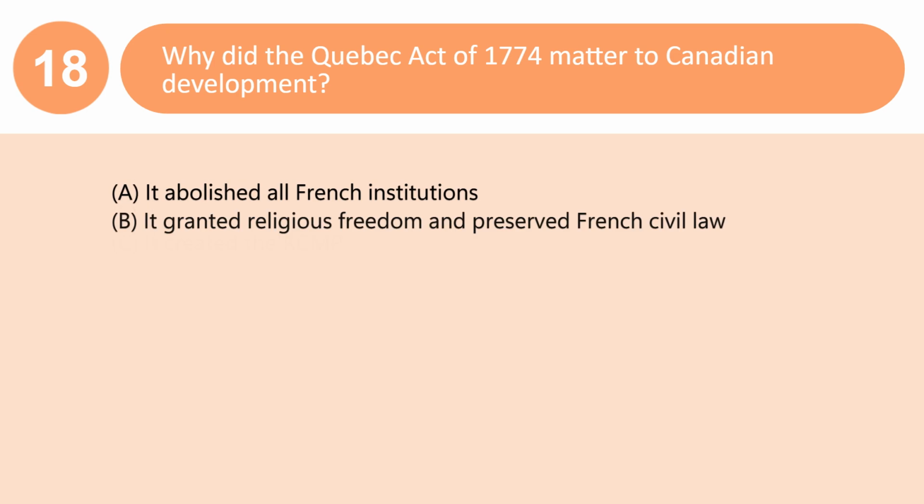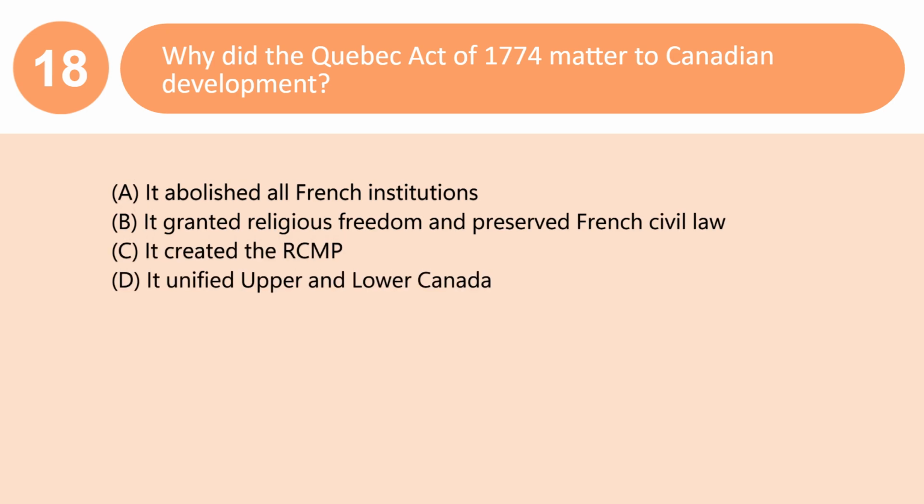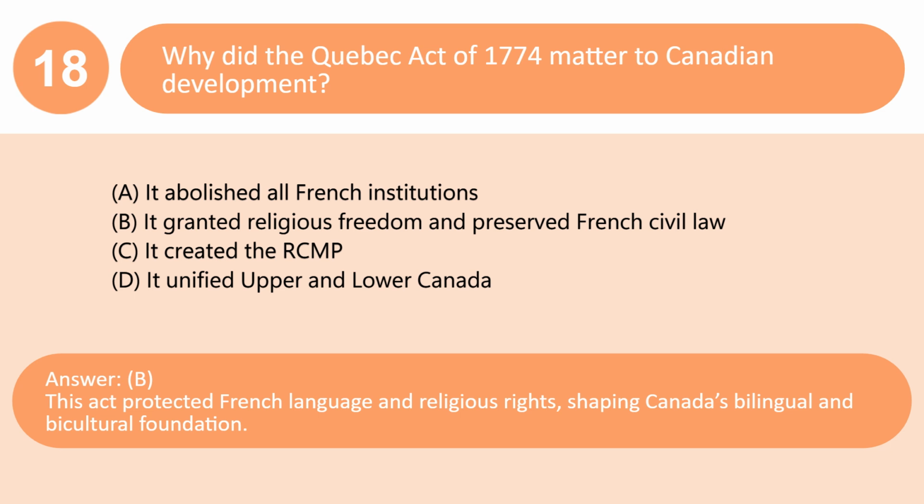Why did the Quebec Act of 1774 matter to Canadian development? A. It abolished all French institutions. B. It granted religious freedom and preserved French civil law. C. It created the RCMP. D. It unified Upper and Lower Canada. Answer, B. This act protected French language and religious rights, shaping Canada's bilingual and bicultural foundation.